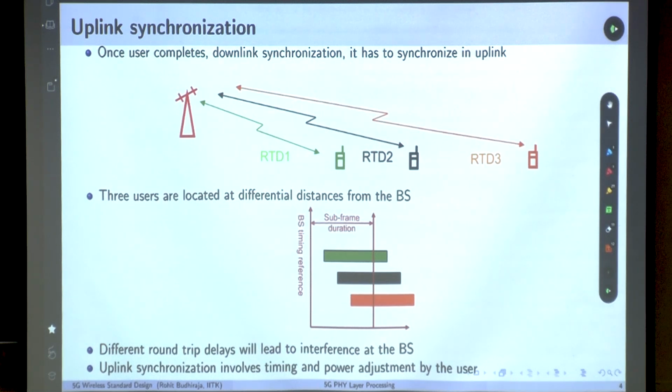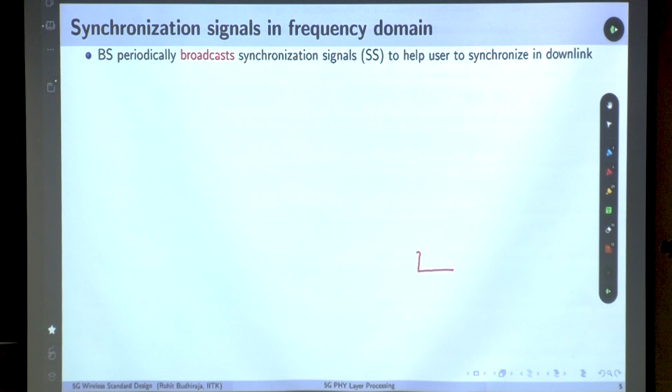So these are the problems. How is it done? I'll not be able to cover uplink synchronization, but I'll be able to briefly tell you about how downlink synchronization is done. In order to help the user synchronize in the downlink, the base station periodically broadcasts something called a synchronization signal, SS, to help users synchronize in the downlink.